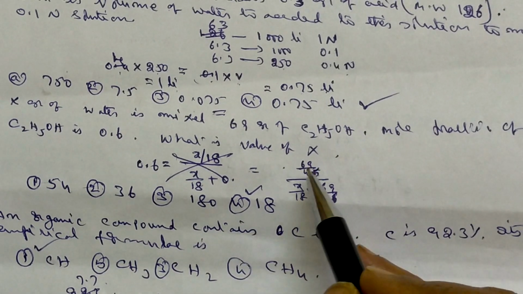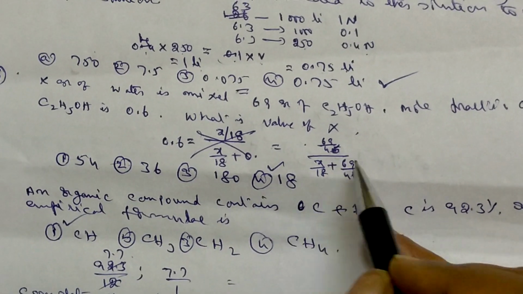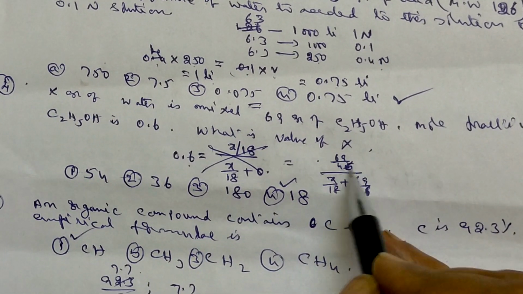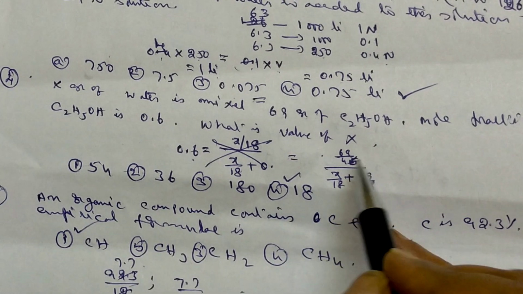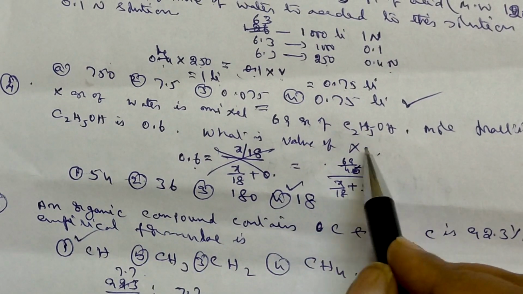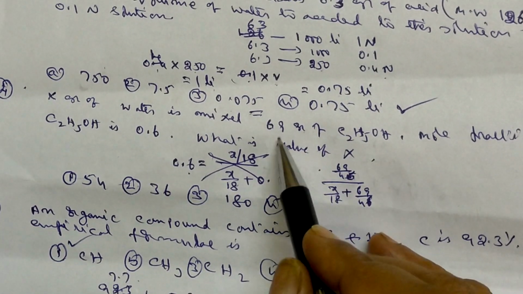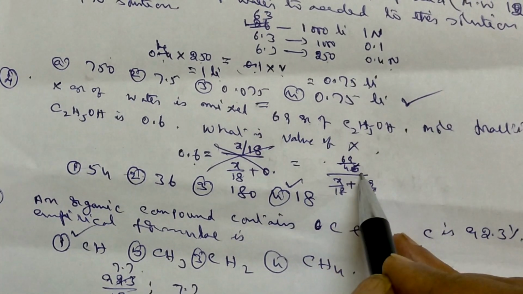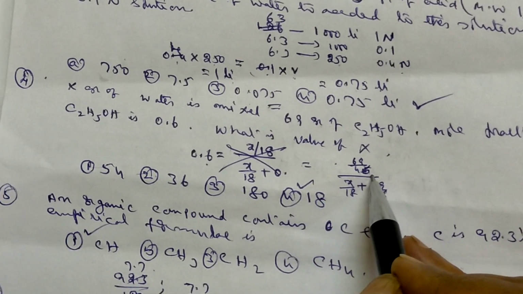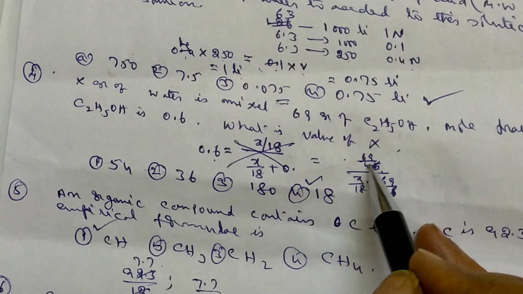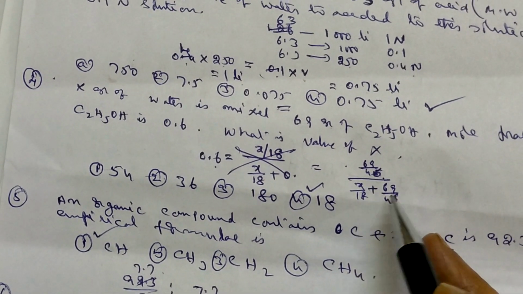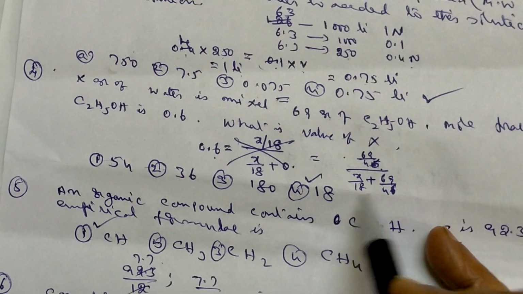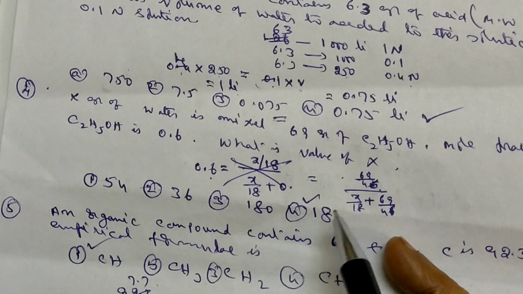Simple, mole fraction equals the mole number of that particular component by the total number of moles. So mole fraction is 0.6. 0.6 equals, for ethyl alcohol, 69 grams, molecular weight 46, so 69 by 46, by x by 18 plus that. 69 by 46, if you see simply by quick mathematics, it is nothing but 1.5. Means 46 plus 23 is 69. So that means 1.5 by x by 18 plus 1.5, means 2.5. 2.5 into 0.6 is 1.5, means x equals 18.